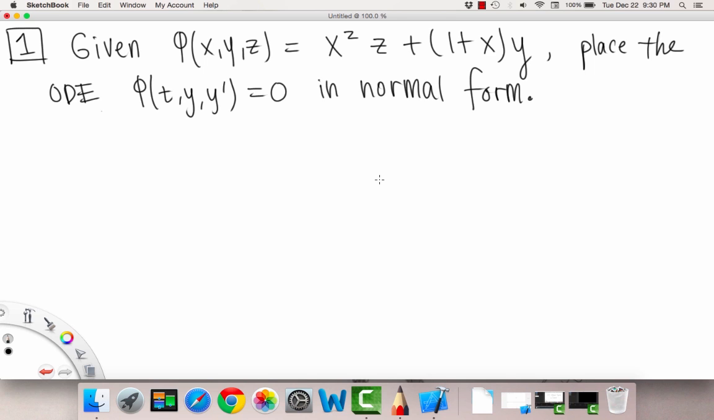Okay, here's question number one. We're given a phi, the symbol is phi, of x, y, z, so this is a multivariable function, which is equal to x squared times z plus 1 plus x times y. And we're going to place this ODE, this new ODE, which we have to form first, in normal form. So how are we going to construct this?